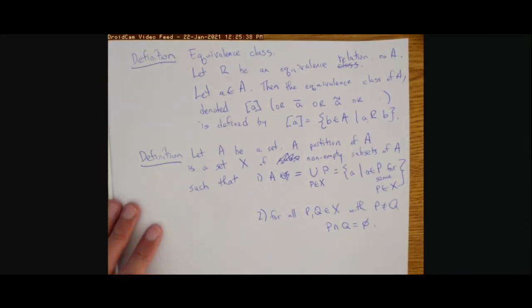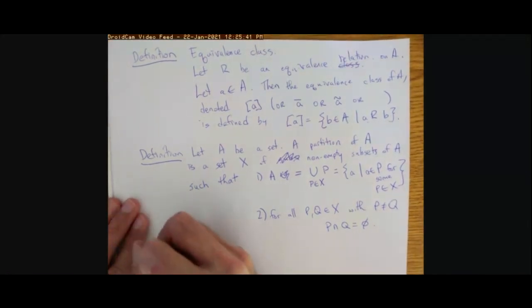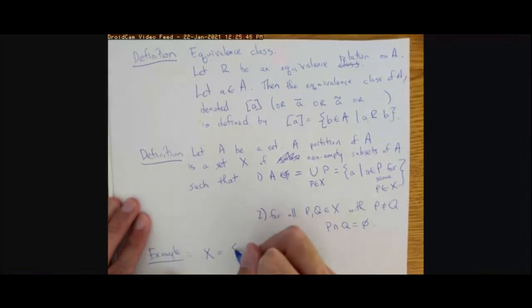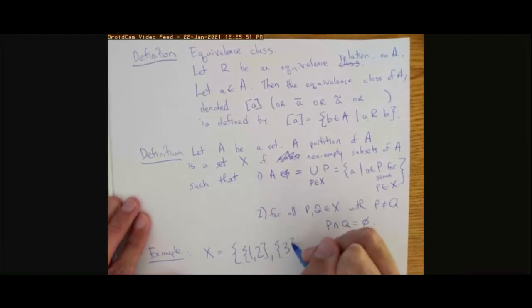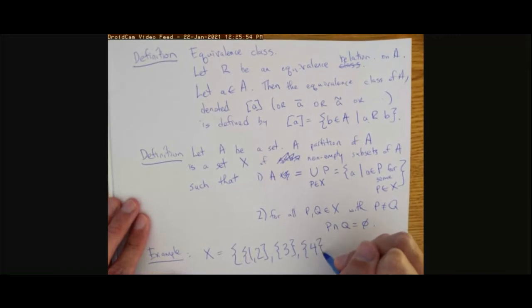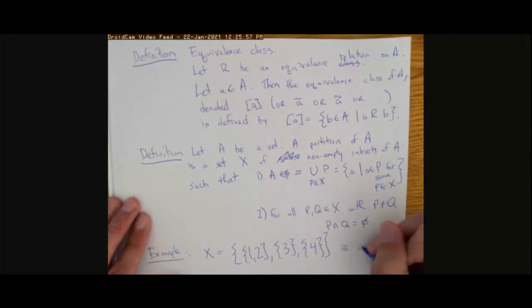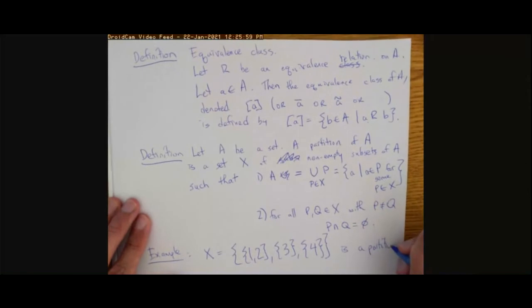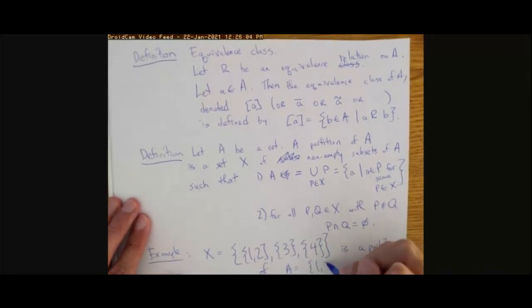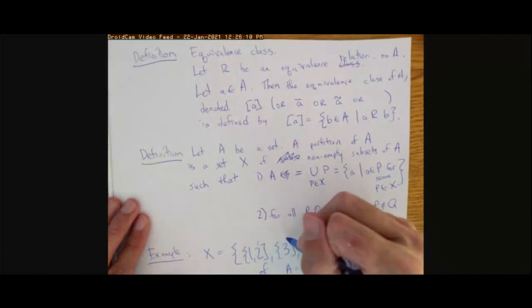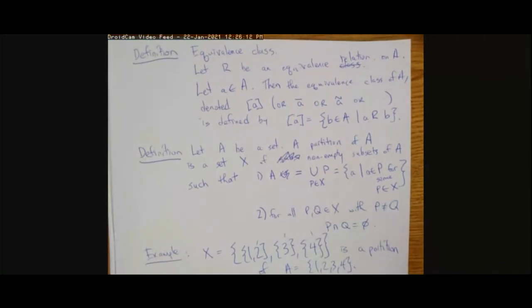Okay, and going back to our example, if I take X to be, well, one of my sets is going to be {1, 2}. One of the sets is going to be {3}. One of the sets is going to be {4}. This is a partition of A, which is {1, 2, 3, 4}. And each element of X, these are the equivalence classes of the relation that I defined on the other page.